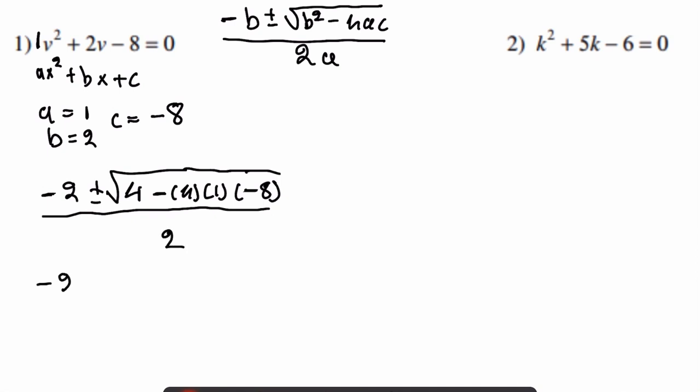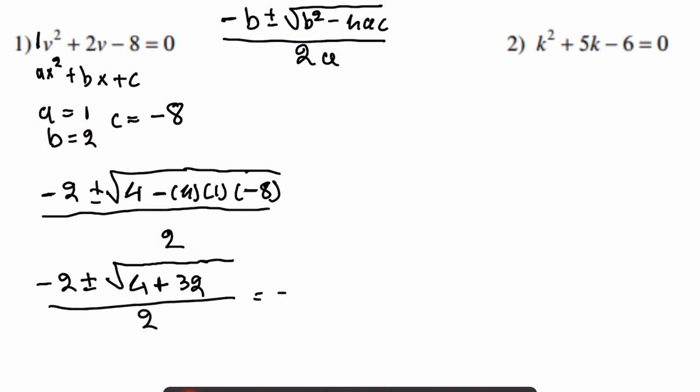So I'm going to simplify this as negative 2 plus or minus the square root of 4 minus 4 times 1 is 4. 4 times negative 8 is negative 32. So this is 4 minus negative 32, which is just plus 32, all over 2, which is equal to negative 2 plus or minus the square root of 36 over 2. The square root of 36 is 6. So negative 2 plus or minus 6 over 2.